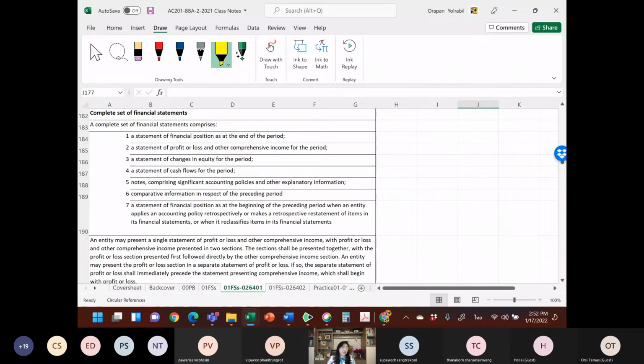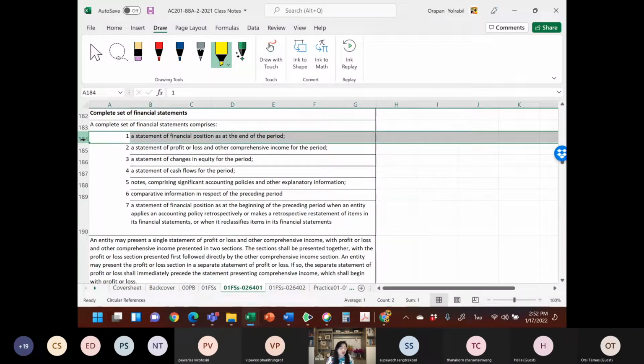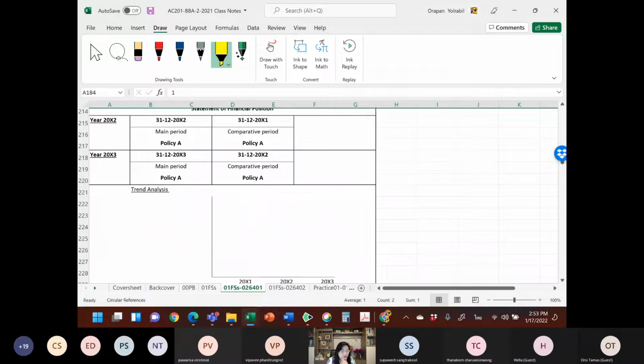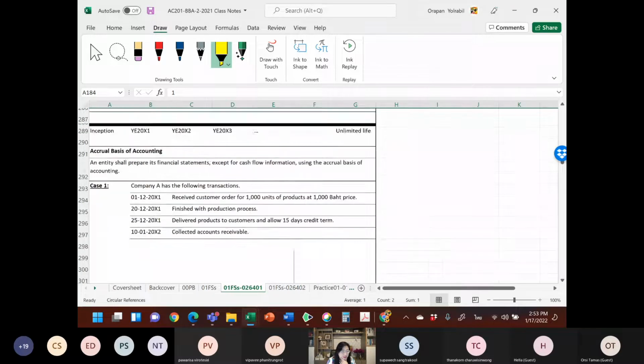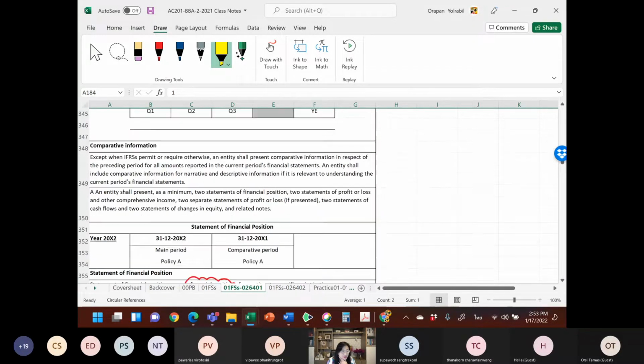Maybe not. If not, then I will talk about the complete set of financial statements, starting from the first one, which is the statement of financial position. What I will do is talk about each and every financial statement. Hopefully, within 1-2 weeks, I don't know, we get to cover them all, right? So that you get to see them all. Starting from this first one, the statement of financial position. So let me jump to here.